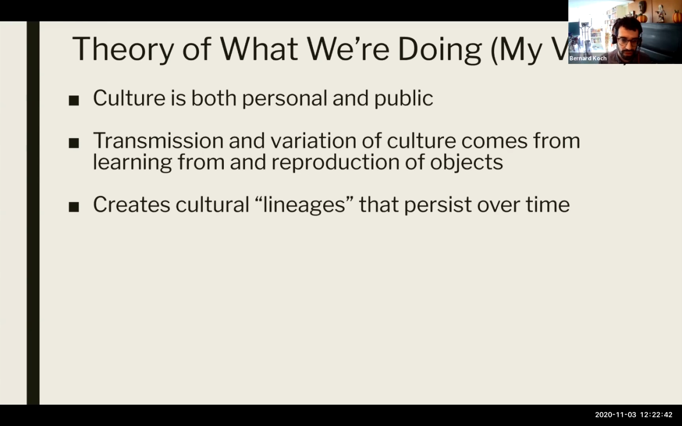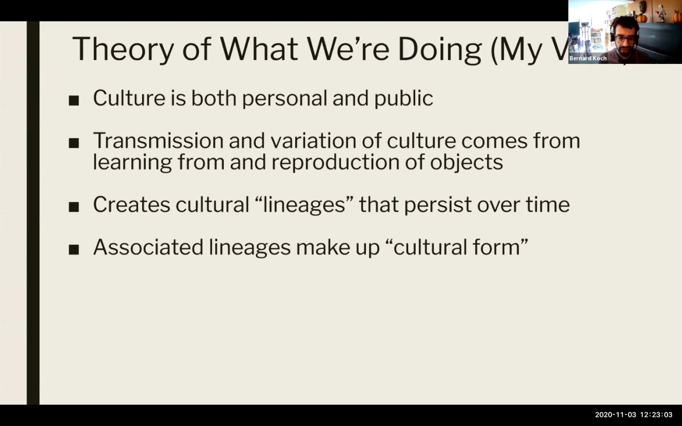Over time, these chains of learning and reproduction create lineages that persist over time. I think that's very much a cultural attraction idea, but this framework in general is consistent with a lot of different views on cultural evolution. Together, the processes of transmission and variation create a bunch of associated lineages that make up a cultural form. In music genres, we can think about all of the associated social and aesthetic and musical ideas that together make up what we call pop music, or in this case, metal music.